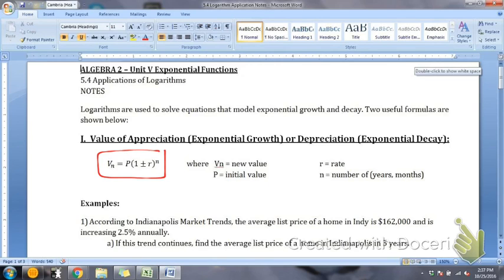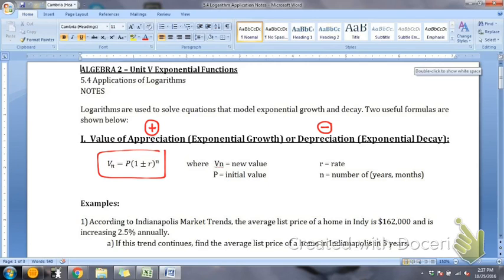All right? And as we go through this, you're going to know. The 1 is already there. It just stays as part of the problem. Plus or minus is going to depend on whether we are doing growth or whether we're doing decay. So if it says something is appreciating, we're going to use the plus sign. If it says that something is depreciating, we're going to use the subtraction sign. We will never use plus or minus both. We'll use one or the other.